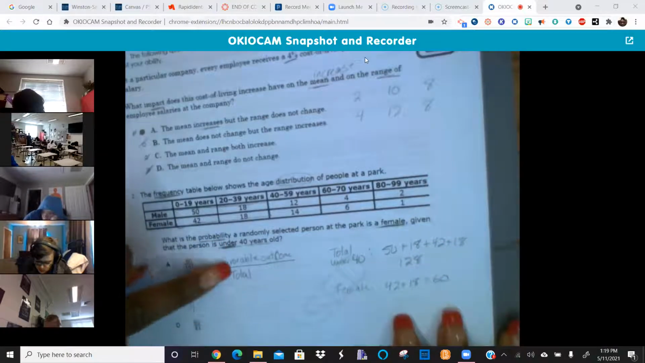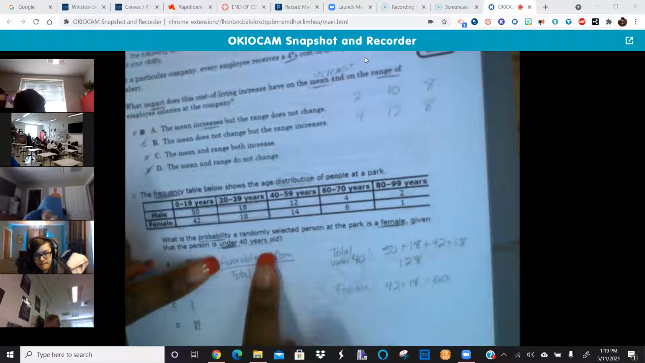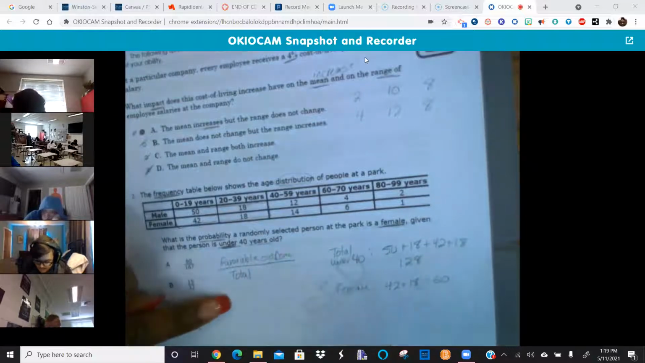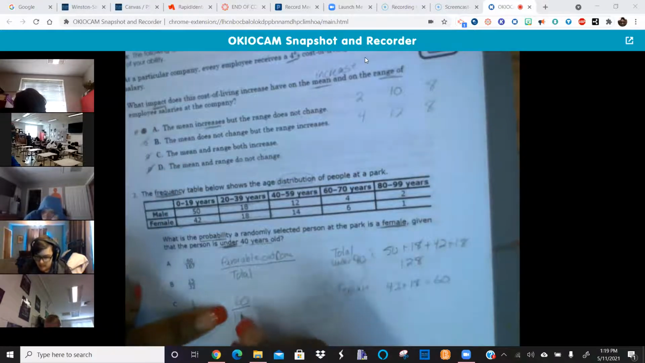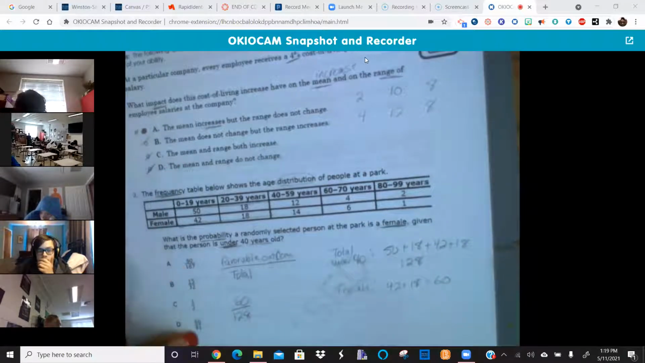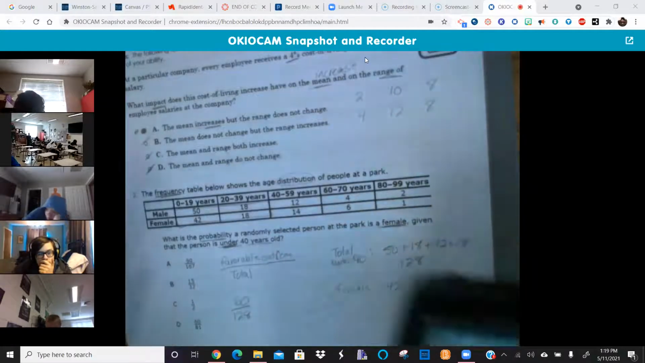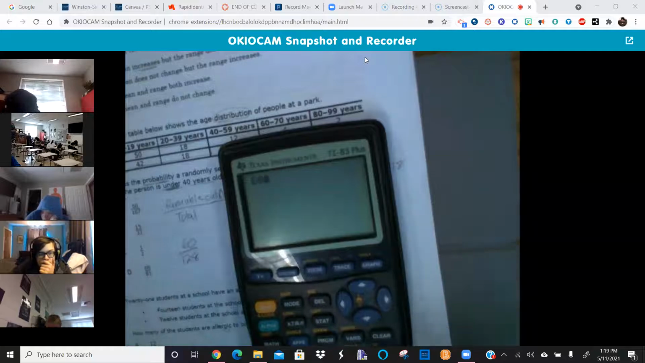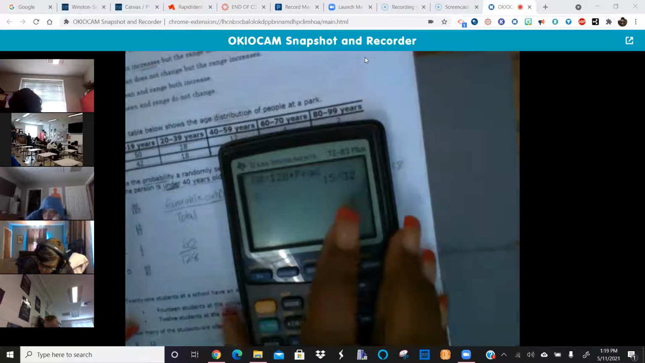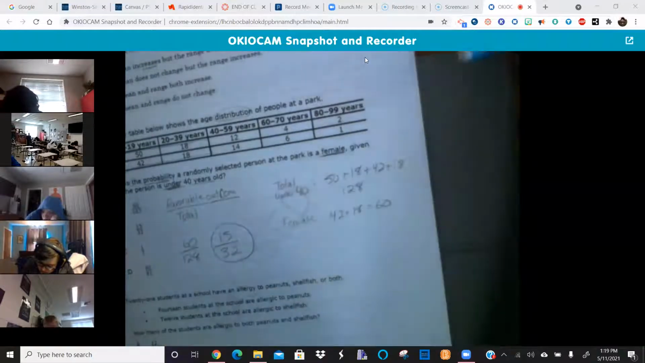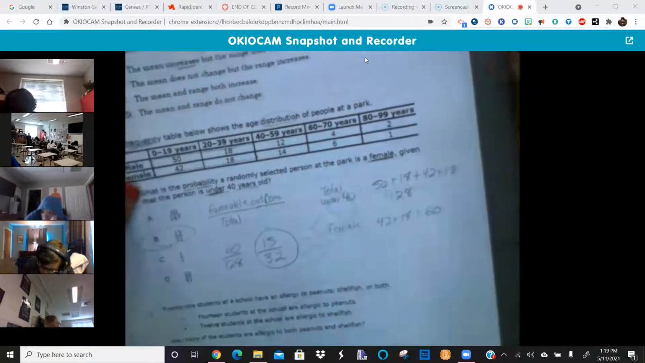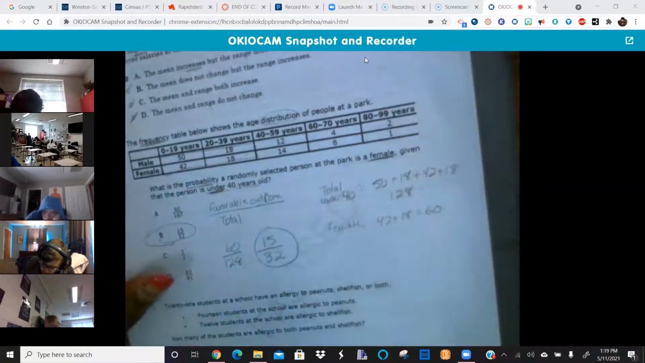So this is the formula for probability. Your favorable outcome, what you're looking for, is the females that are under 40. So that's 60 over the grand total of people that are under 40, which is 128. Our answer choices are written as fractions, so we're going to reduce this because we don't see this answer here. We need to reduce it as a fraction. So that's 60 divided by 128. Math, enter, and that gives us 15 over 32. The answer there is letter C. Are there any questions about that one? Yes, go ahead.